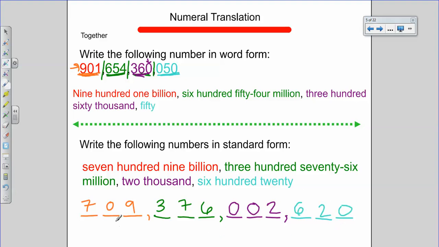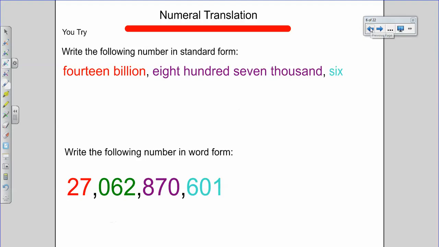So I write 620. So my final answer then, when I read this, I need to double check that when I read this out loud, it sounds like what was given to me. So 709 billion, 376 million, 2,620. I think that looks good. Okay, so we just did these together. Now you are going to try to do it yourself. So you're going to pause the video, and then I will come back on and share with you my answer. So go ahead and pause.